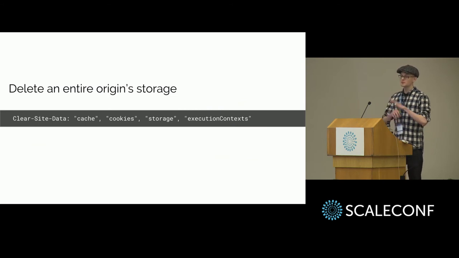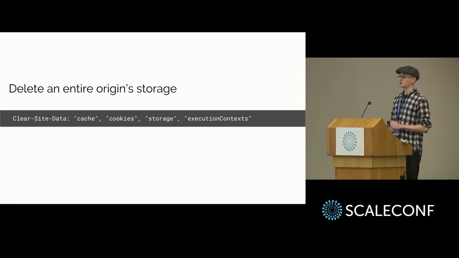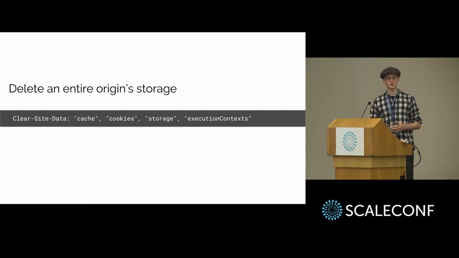In any response for anything, it could be an image, it could be a page, it could be a style sheet, anything you like, you just set this response header to say, I want to clear the cache for my domain. And it doesn't just clear that object out of the cache, it will nuke your entire origin's cache. If you use the cache directive, that will clear the HTTP cache. Cookies will obviously clear cookies. Storage clears things like local storage and IndexedDB. And the most interesting and exotic one, execution context, will kill all of your service workers and active tabs.